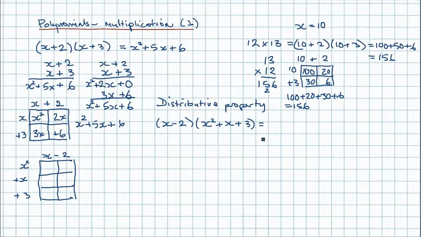X times x squared gives us x cubed. X times x gives us positive x squared. X times 3 gives us 3x. Now we need to take care because we've got a negative term here. So negative 2 times x squared is going to give us negative 2x squared. Negative 2 times x gives us negative 2x. And negative 2 times 3, negative 6.